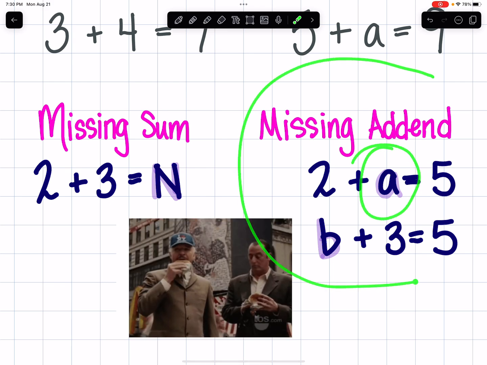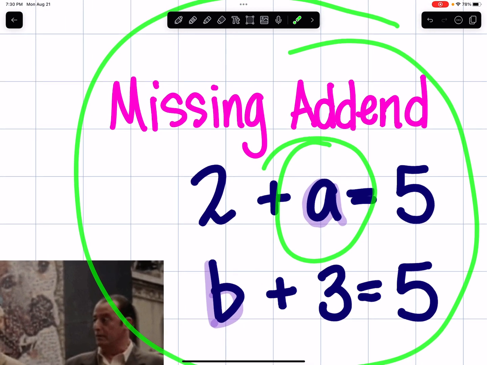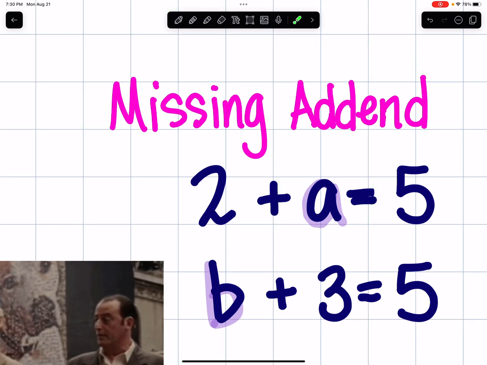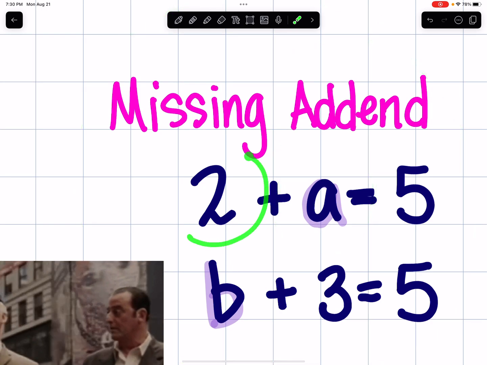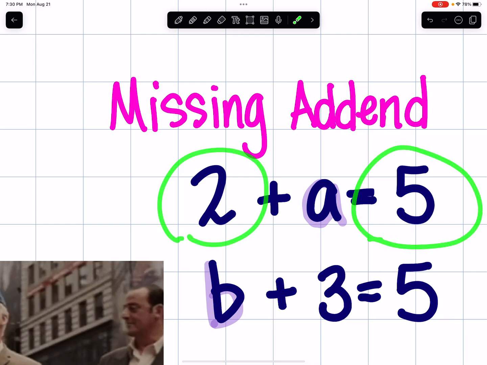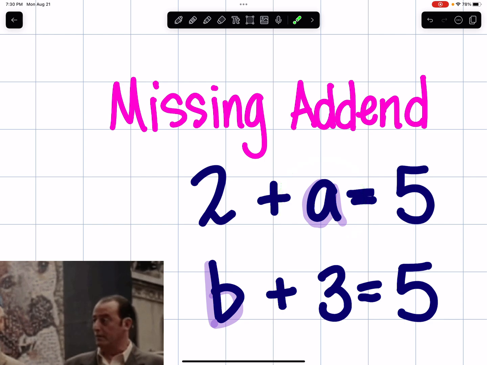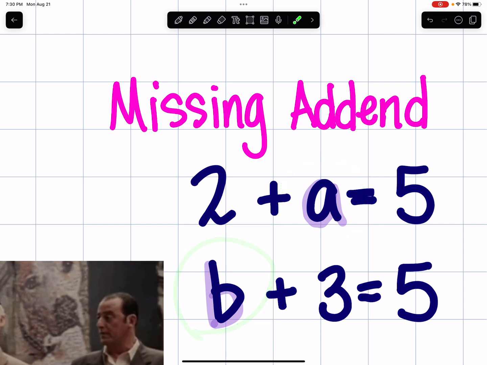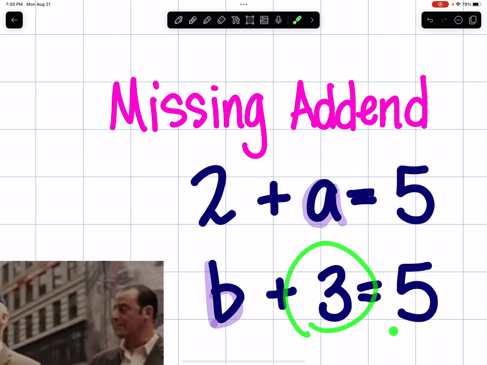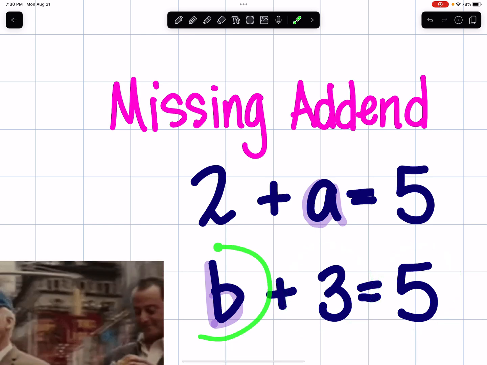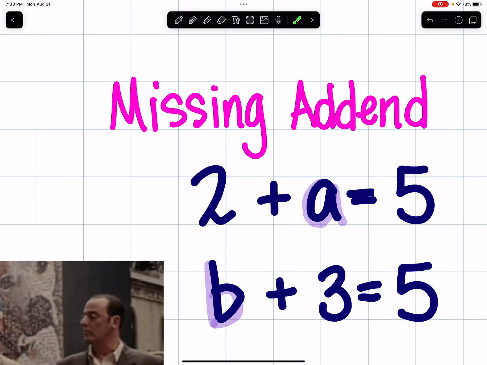So look over here to these equations to the right. You can find one of those missing addends. All you have to do is subtract the known addend from the sum. So it's going to be 5 minus 2, and then you'll find that. Here you can find the missing addend by subtracting the other addend from the sum. So it would be 5 minus 3, put the number 2 there, b is 2.